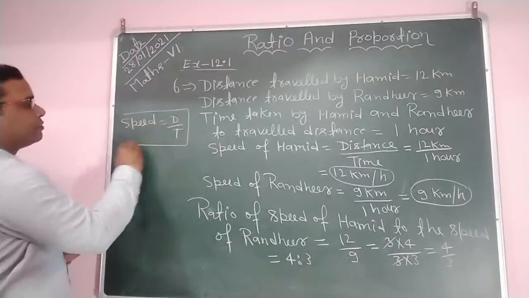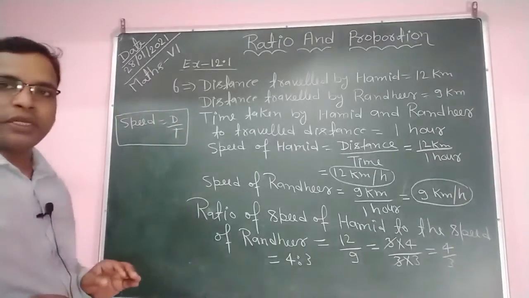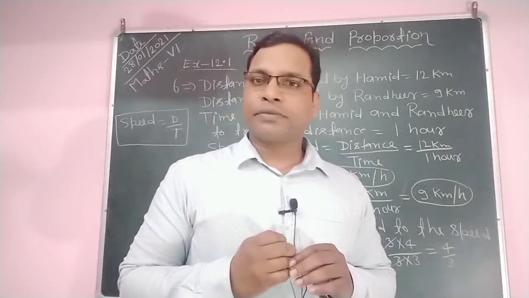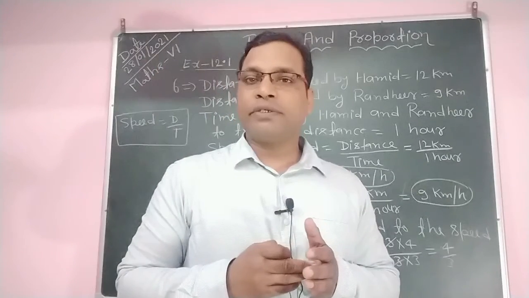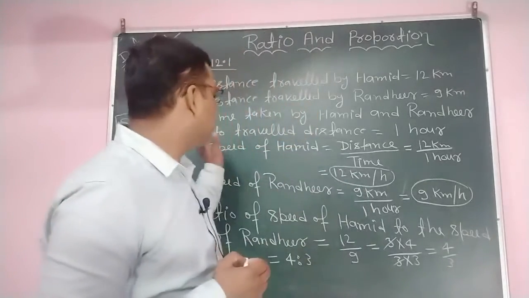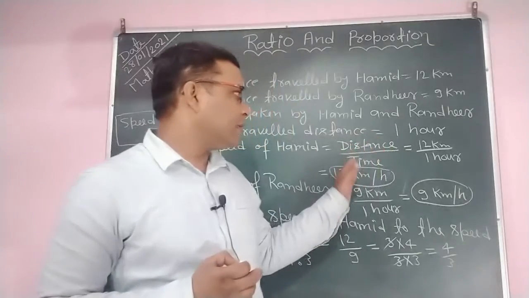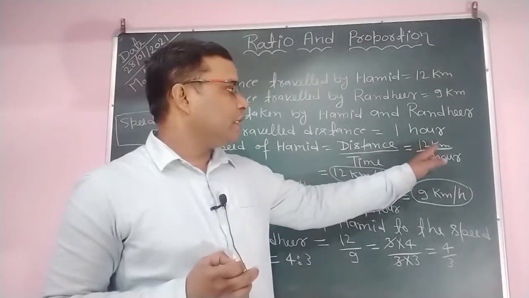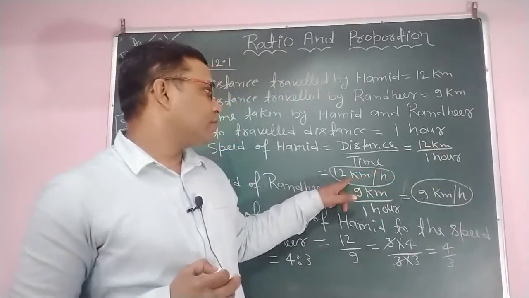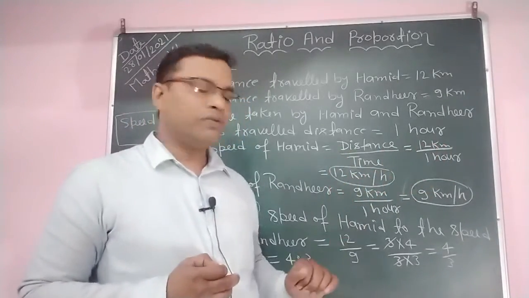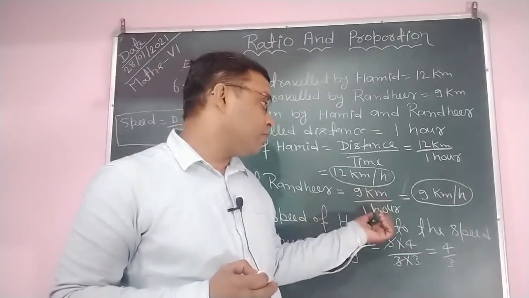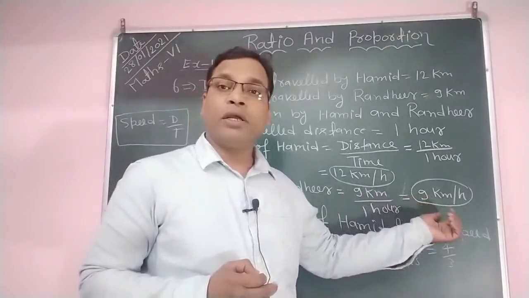In this formula, we find the speed of Hamid and the speed of Randhir. By this formula, we write distance upon time. Distance is 12 km and time is 1 hour. So the speed of Hamid is 12 km per hour, and the speed of Randhir is again 9 km by 1 hour, which is equal to 9 km per hour.